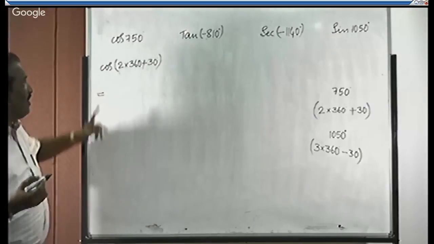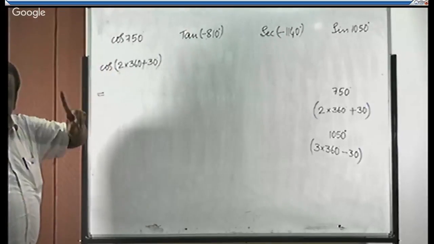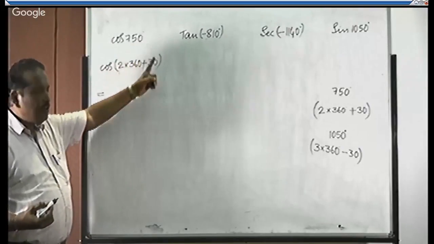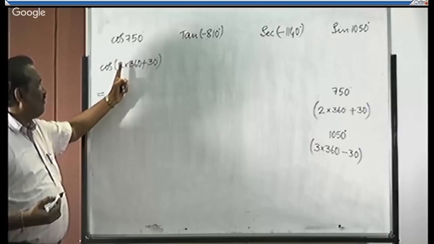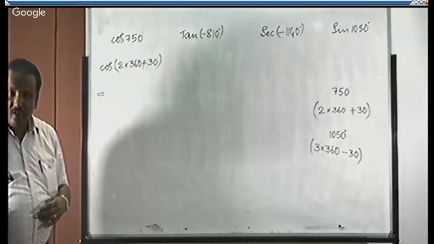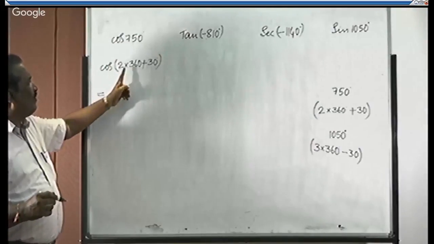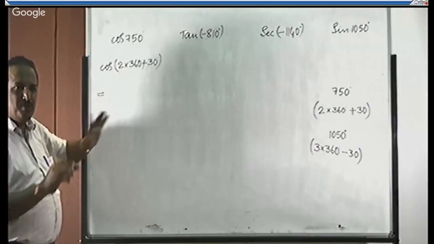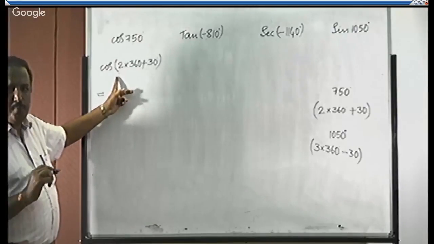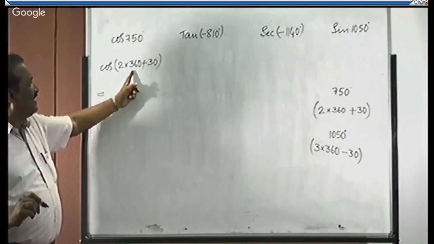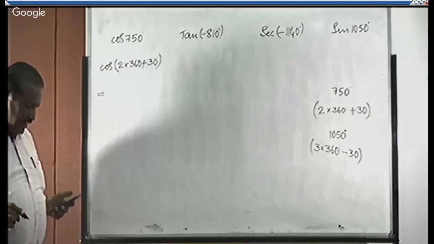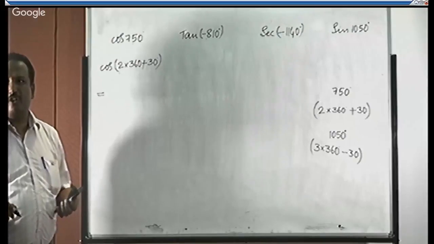So whenever you are going to write the trigonometric functions of angles of very large magnitude, write it as a multiple of 360 plus or minus something. After writing that, whatever may be the multiple of 360, you simply neglect it. Read it as 360 plus theta or 360 minus theta according to the convention. I hope you may understand.